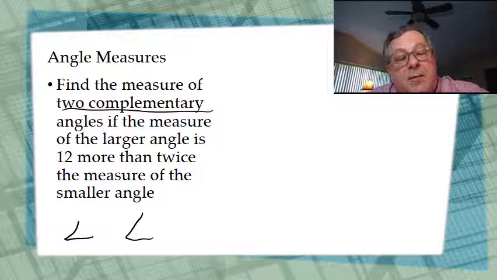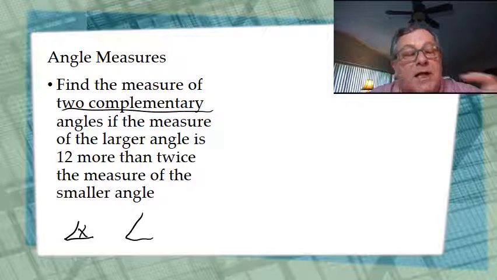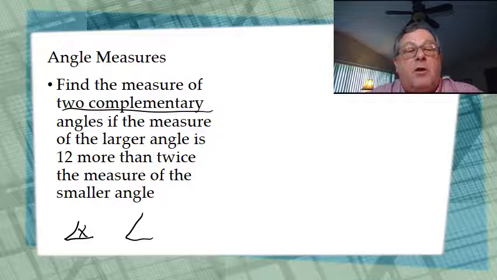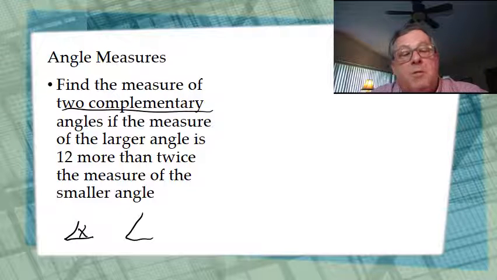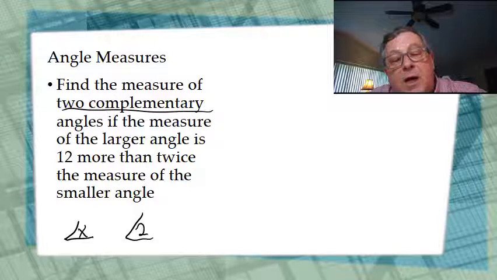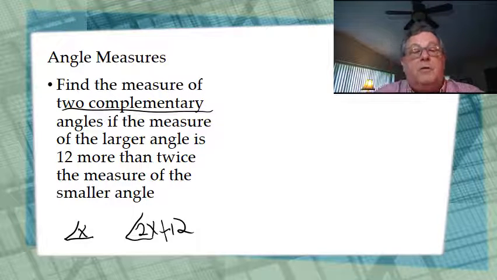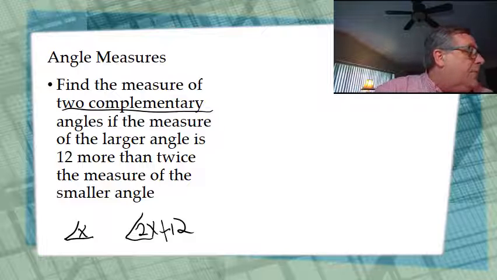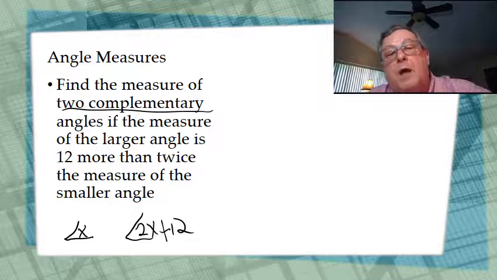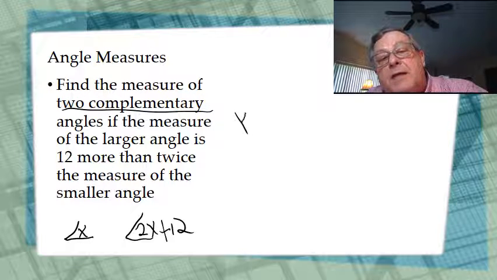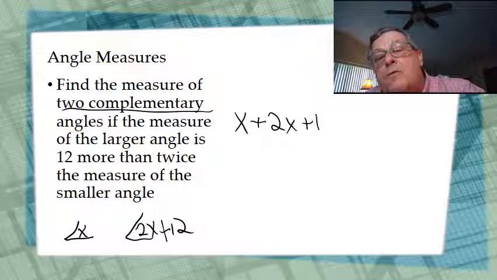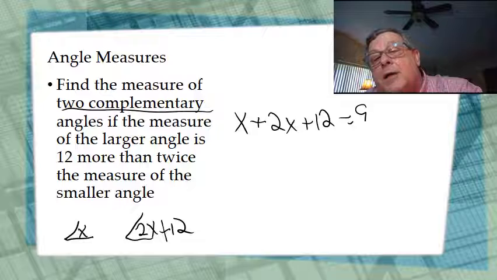So let's say that the angle measure for right now, this smaller angle, is x. And so if this larger angle is 12 more than twice the measure of the smaller angle, then we could say that this is 2x plus 12. And the two of those are going to add up together. And so we've got to find the measures of these two angles given what we know. So let's set this up. We can then say that x plus 2x plus 12 equals 90 degrees.